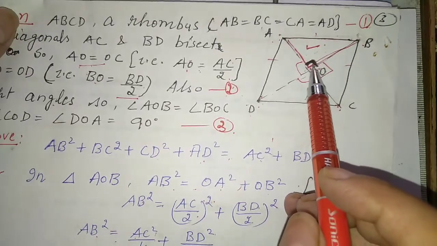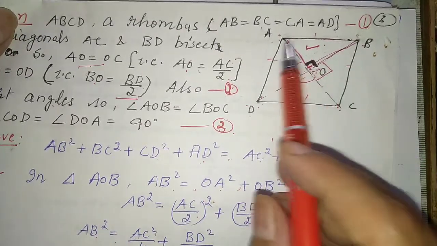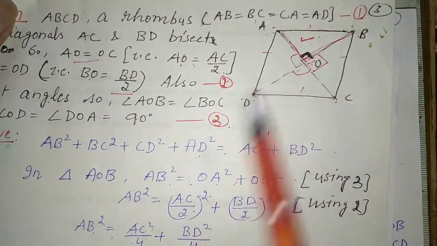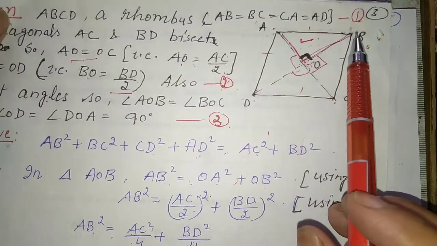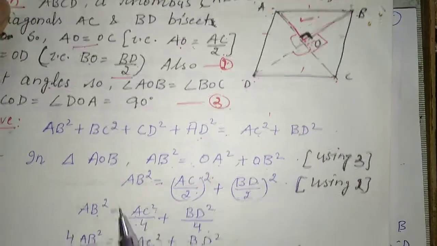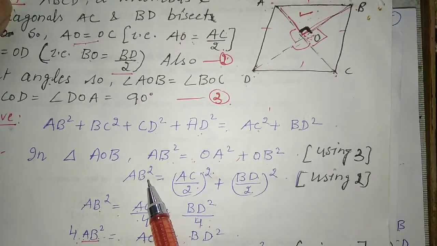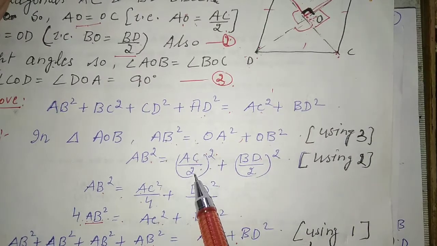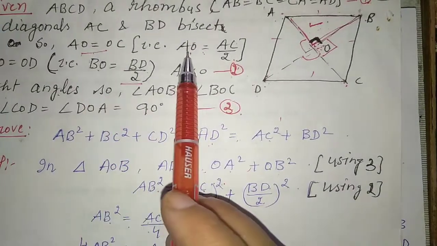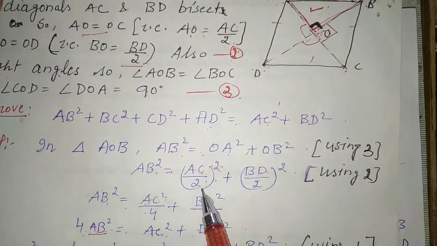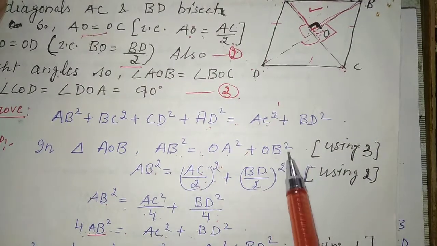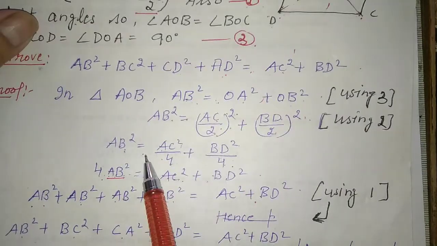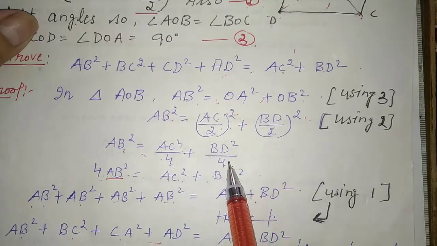Here we can apply the Pythagoras theorem because this angle is 90. So this AB side is the hypotenuse. So we can write AB square is equal to OA square plus OB square, using 3. And second, we can write AB square is equal to, OA we can write as AC by 2, because we want the diagonals, and OB we can write as BD by 2, whole square.